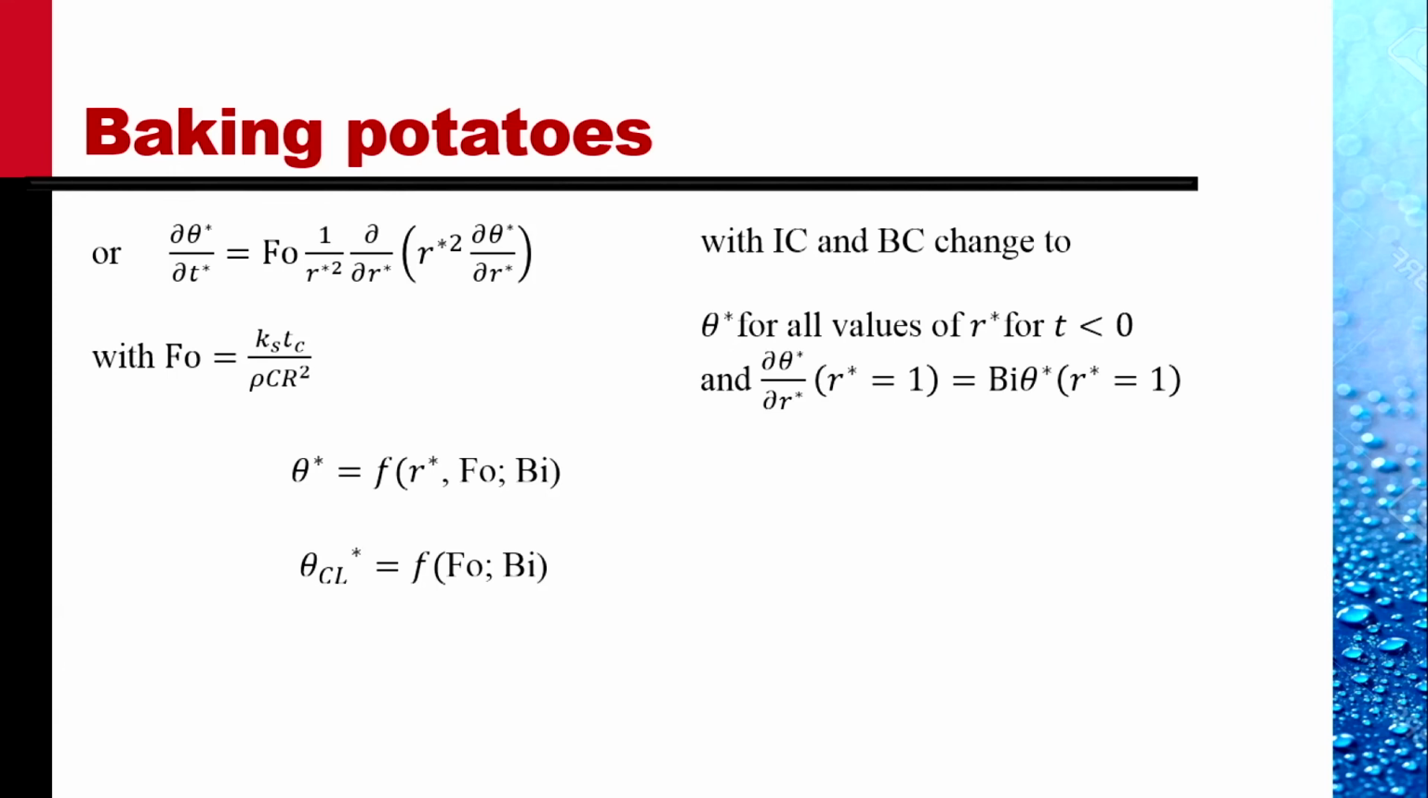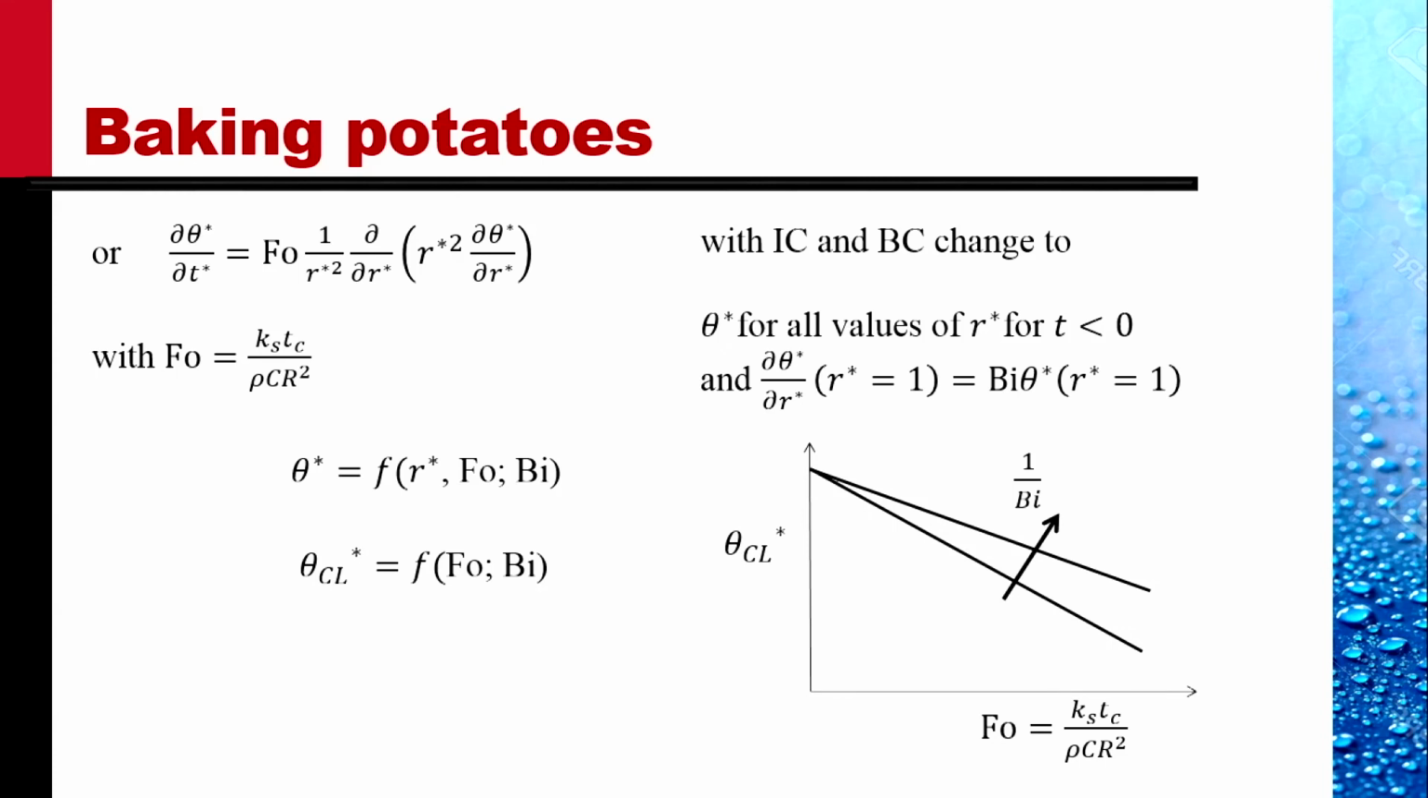We are interested in the center line temperature. For the center line, R star is 0. So theta center line is a function of Fourier number and Biot number. And we have seen before that it is given by the Heisler chart. This is theta, the non-dimensional normalized temperature of the center line. This is the time variable, Fourier number, and there are different curves for different Biot numbers, so 1 over Biot number is used as a parameter.